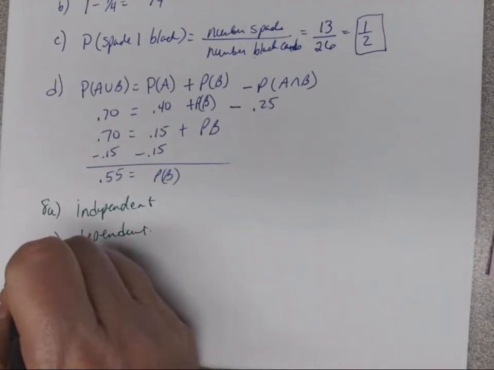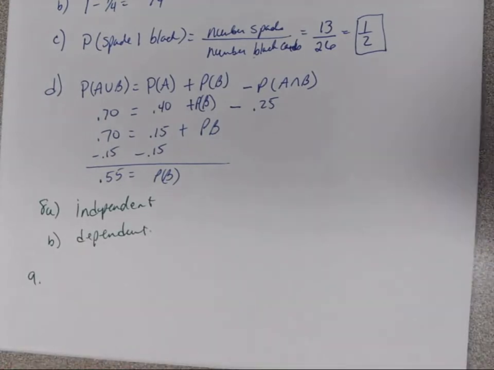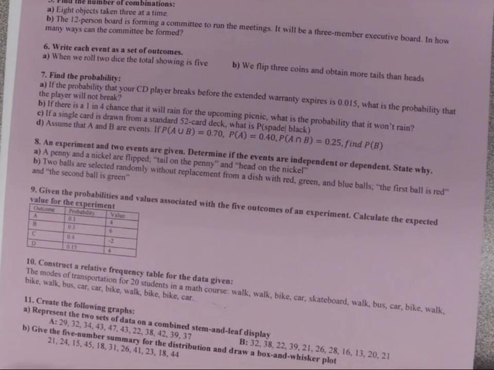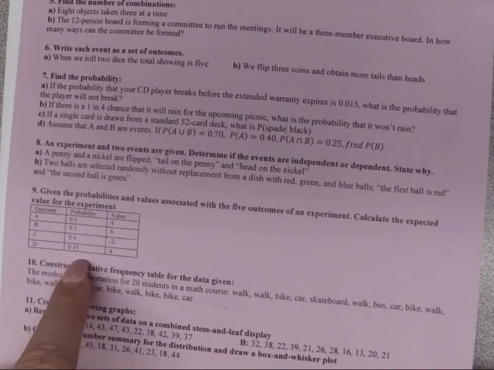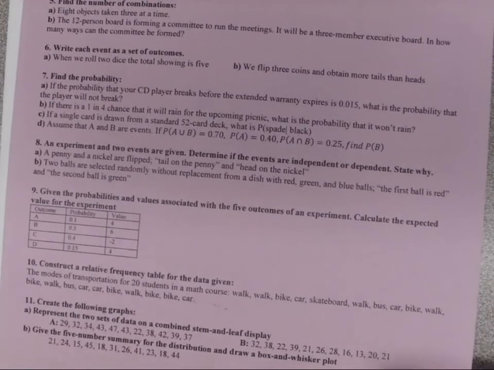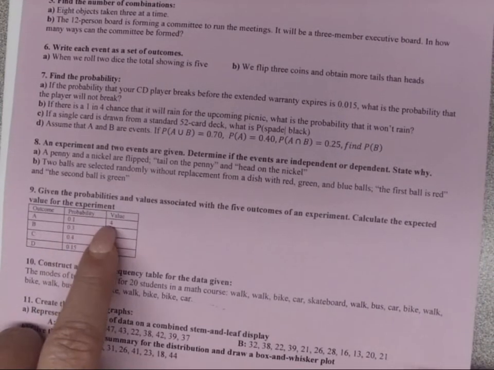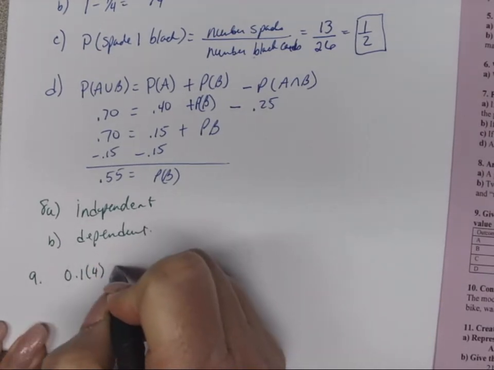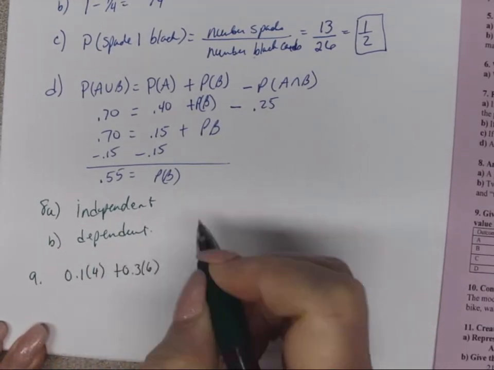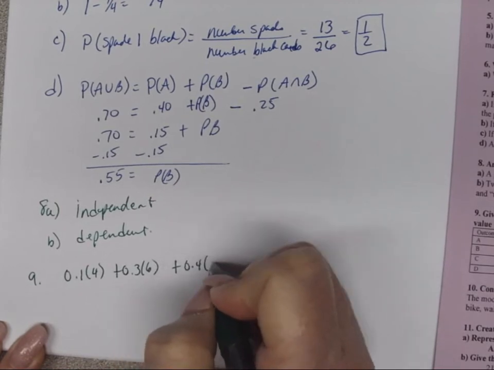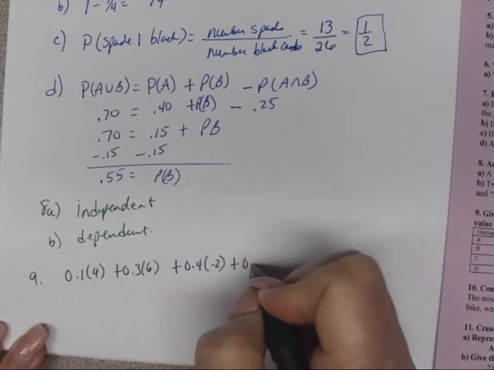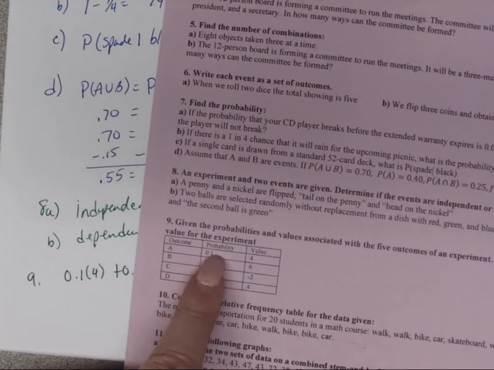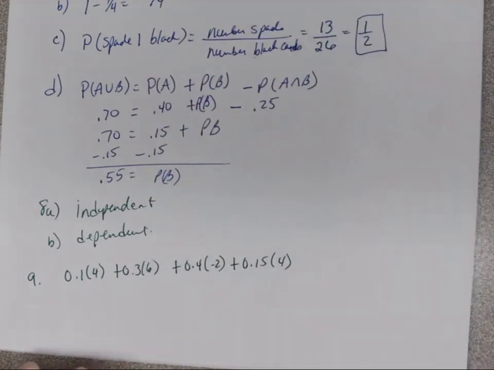All right, number 9. We are given the probabilities and values associated with the 5 outcomes of an experiment. Calculate the expected value. Here's your outcome, here's your probability, here's the value. To find the expected value, we multiply our probability times our value. So we're going to have 0.1 times 4 plus 0.3 times 6 plus 0.4 times negative 2 plus 0.15 times 4. So I took all of these columns and I just multiplied it by that column.